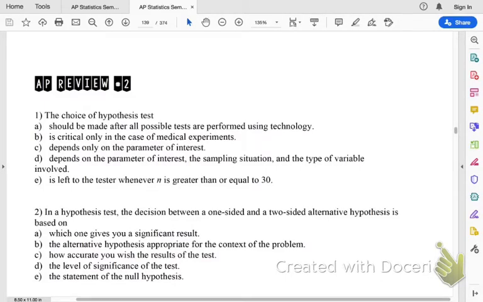Okay, I got my next question, so I'm going to talk through numbers 1 and 14 on AP Review number 2. Number 1 says the choice of a hypothesis test either should be made after all possible tests are performed using technology. That would not be true. And when they reference the choice, it really just means the direction. So am I doing a less than, greater than, not equal to test?